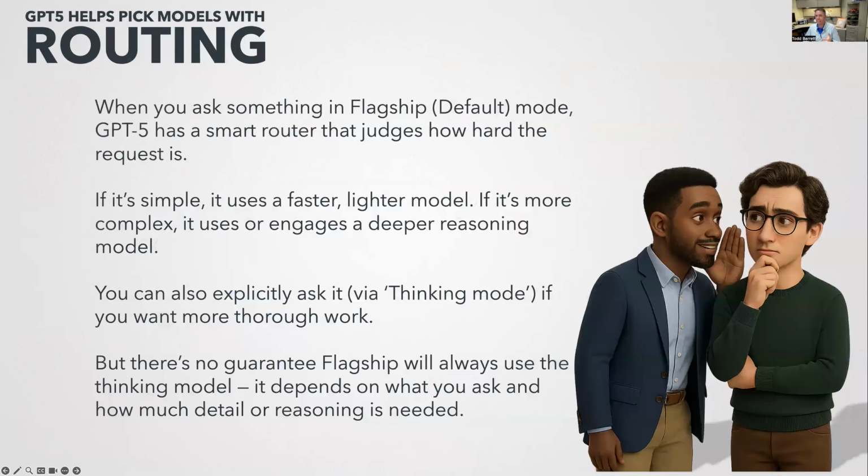Now, I said that the default model often points you to other models. In GPT-5, OpenAI introduced routing with their default model. So what this does is when you ask it a question, the first thing is it looks at your question and says, do they want a quick answer or do they want me to think and reason? And it'll often balance that on its own.